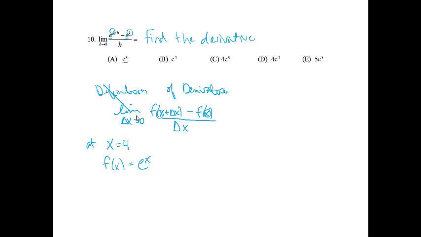So basically this problem, even though it looked kind of weird, when you see a problem like this, it's only asking you to take the derivative. My function is e to the x. When I get my derivative, I'll calculate it at 4. So the derivative of e to the x, we all know, is just e to the x. And then if I calculate it at 4, if I plug 4 in for my x, I'll get e to the 4. So B is my answer.